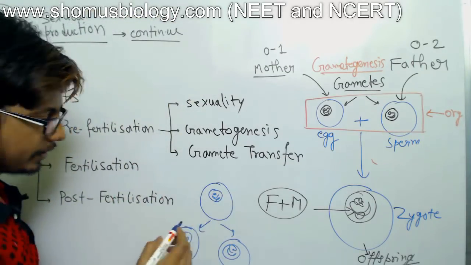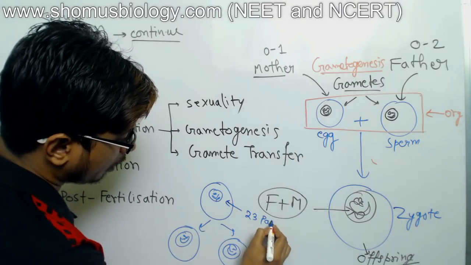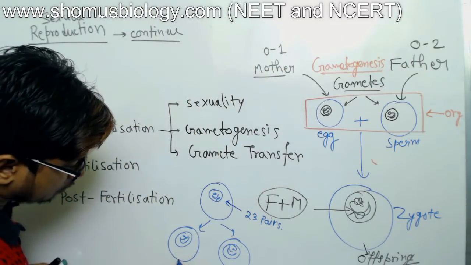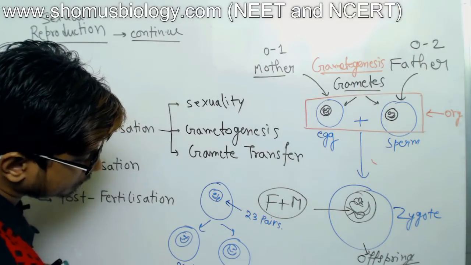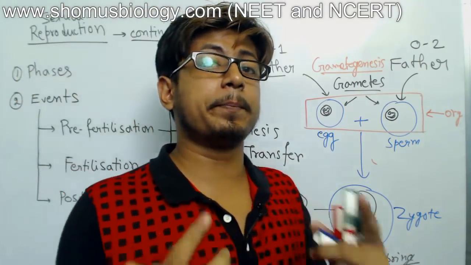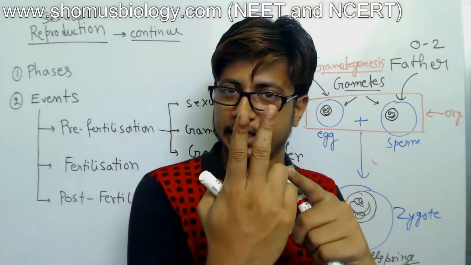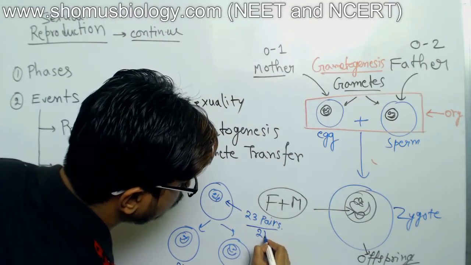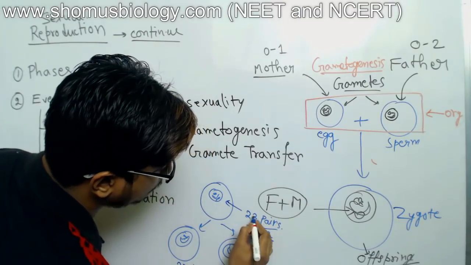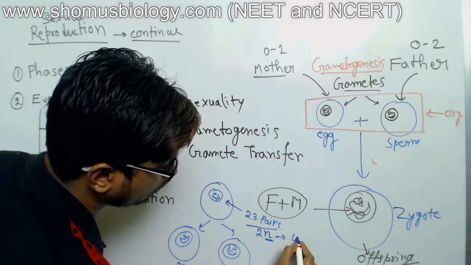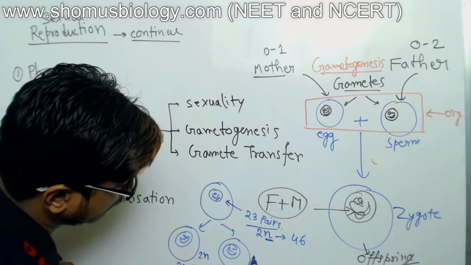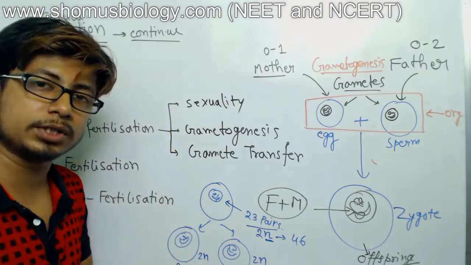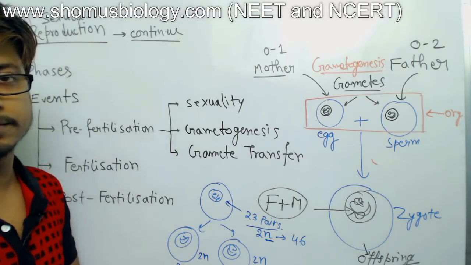Let's assume that the parent cell here carries 23 pairs of chromosomes, which is true in case of human. So the daughter cells also have 23 pairs. Pair means two chromosomes in each pair, so ultimately 46 chromosomes in total. We call this total as 2n. What is n? It is the number of pairs, that is 23 here. So 2 into 23, total 46. So the daughters are also 2n, right? When a 2n cell divides into two with mitosis, it also produces 2n daughter cells.